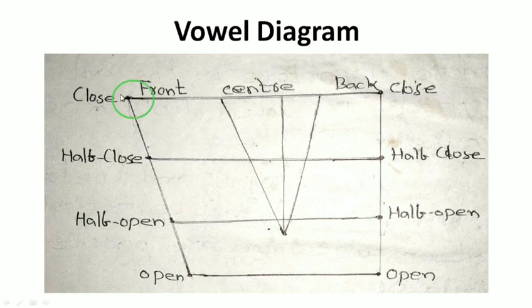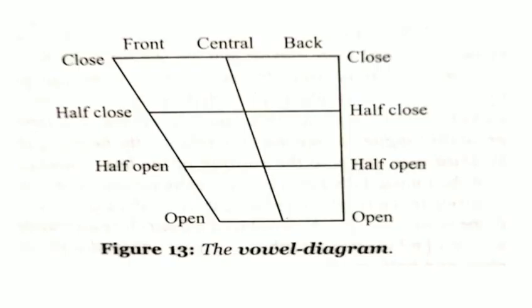This is the half close position. This is the half open position. This is the open position. And at the back side also, this is the open position, half open position, half closed position and closed position. This vowel diagram is drawn in the international standard, and in some texts you can see it in the next diagram like this as well.